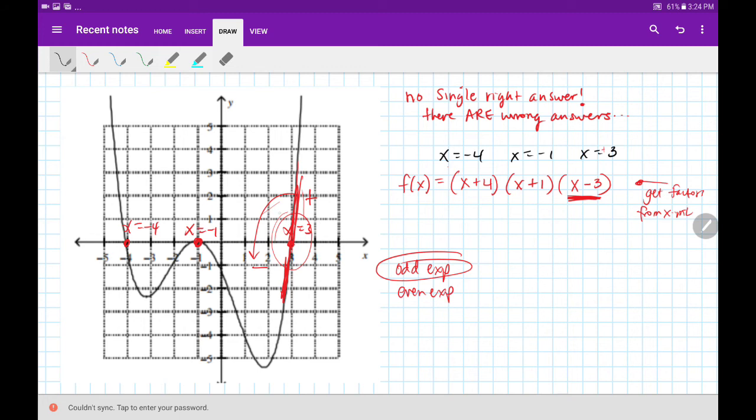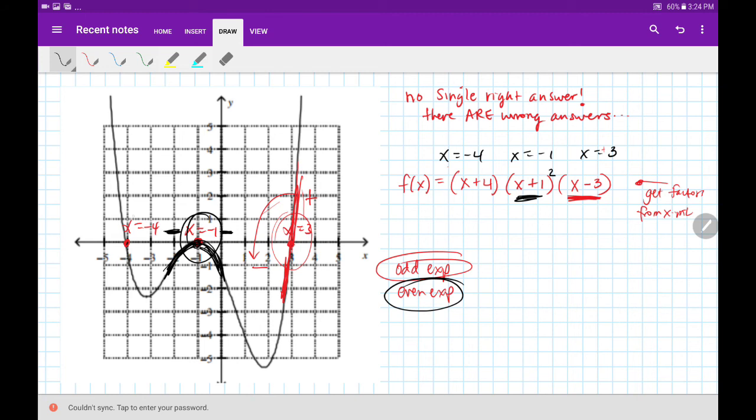Now let's go look at x equals -1. On the left side of x equals -1, we're below the axis. We're negative. On the right side, we're also below the axis. So whenever it bounces off like this, it doesn't actually cross over. That means that we have an even exponent because our signs stayed the same on both sides. So at x plus 1, I know I need to have an even exponent, like a 2, a 4, a 6, an 8, whatever. I'm going to put a 2.